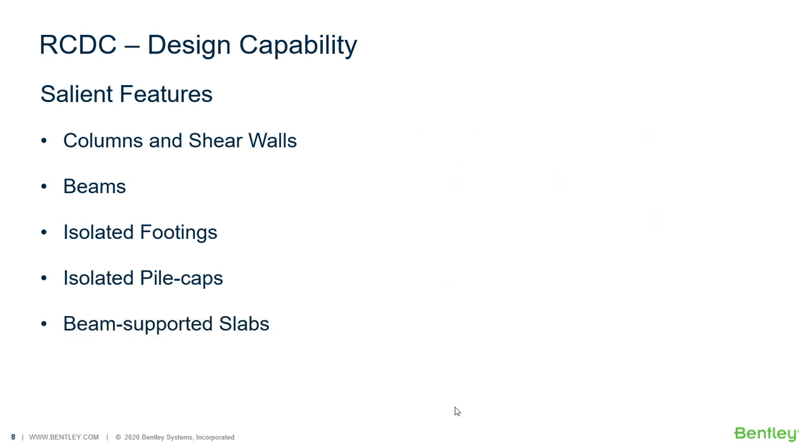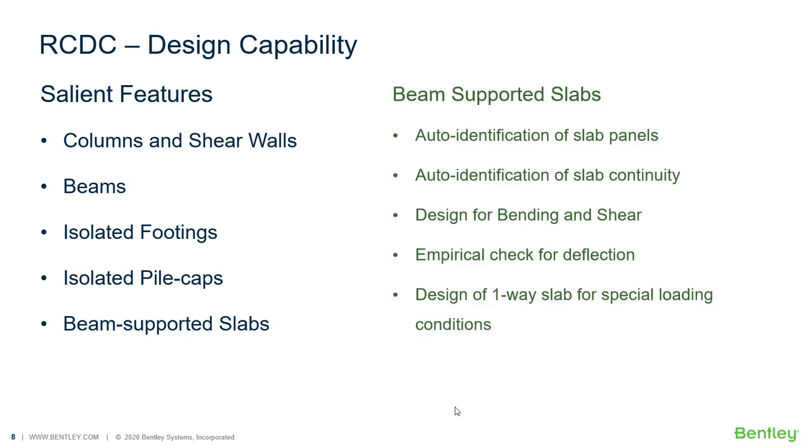It can also handle slabs which are beam supported and not flat slabs. In many cases, people don't model these slabs in a STAAD model. They only add contributory loading in different perspectives. So in this case, RCDC can auto-detect the slabs. It will also auto-detect the continuity across various panels. Of course, it completes the design for bending and shear and performs the empirical check for deflection. If required, it can handle design of one-way slabs for special loading cases like a triangular load or a concentrated load or a partial UDL and so on.